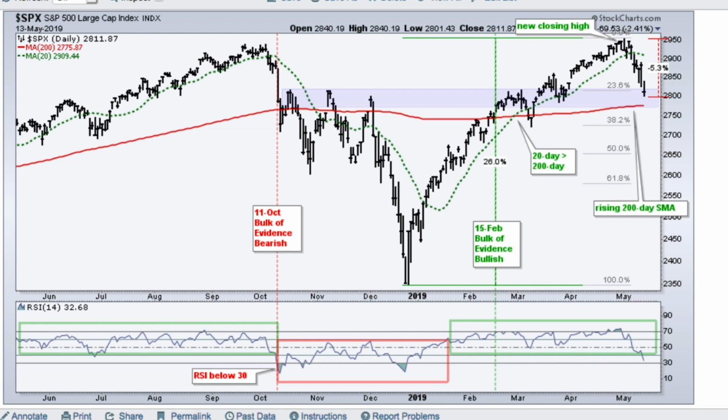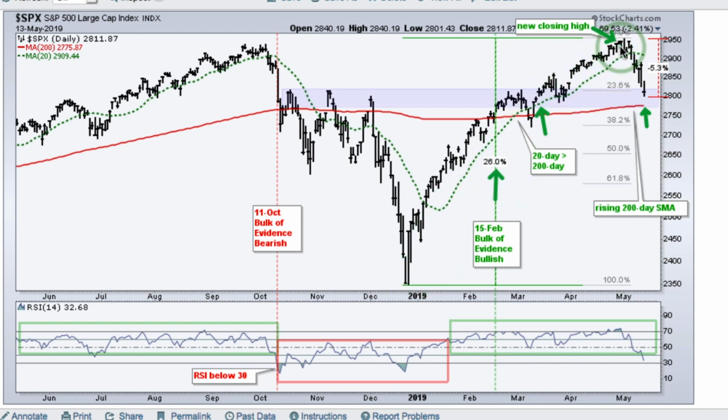But if we look at the bulk of the evidence, we can see that price is still above the 200-day moving average, which is right there around 2776. We can see that the 20-day moving average is well above the 200-day moving average. So those two things point to an uptrend. We had a 52-week high a couple weeks ago, not very long ago. We had a 26% advance from late December to late April.